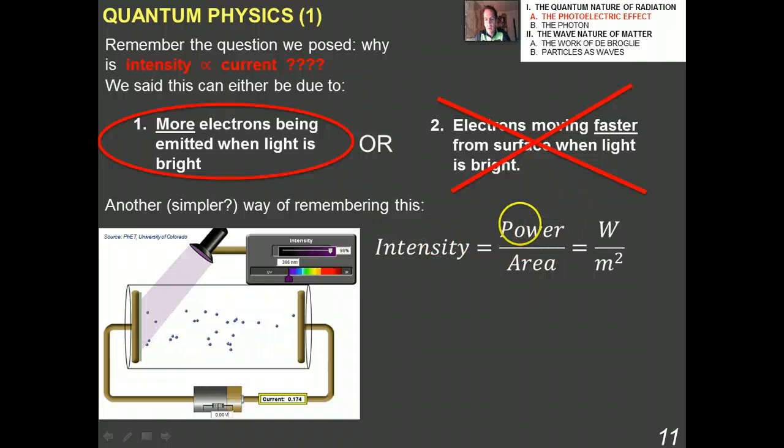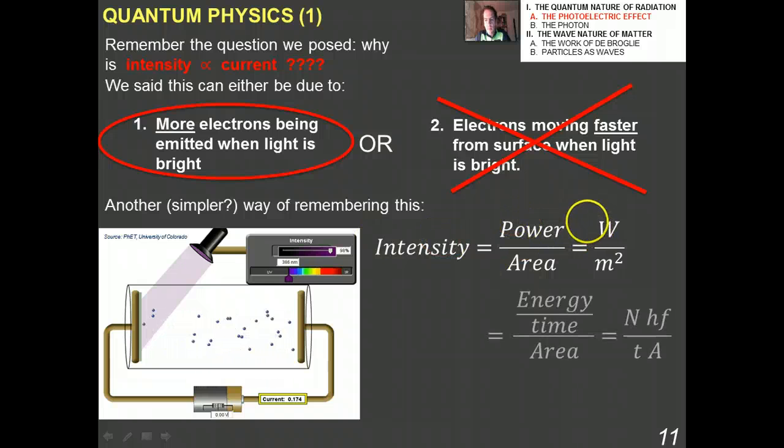Intensity is power per unit area. It's a watt per square meter. Power is energy per unit time, so intensity is energy over time, all over area. Energy per unit time, well, the energy of a photon is hf. If you have n photons, you have nhf as your total energy.